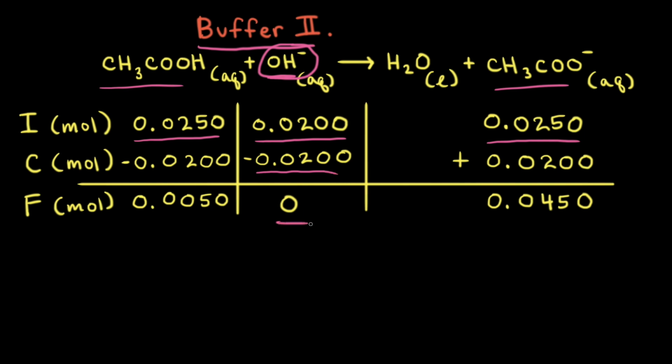with 0 moles. Since the mole ratio of hydroxide anions to acetic acid is 1:1, we use up the same amount of acetic acid, 0.0200 moles, and we're left with 0.0050 moles of acetic acid after the neutralization. And since there's a 1 as a coefficient in front of the acetate anion, it is going to gain 0.0200 moles for a final moles of 0.0450.